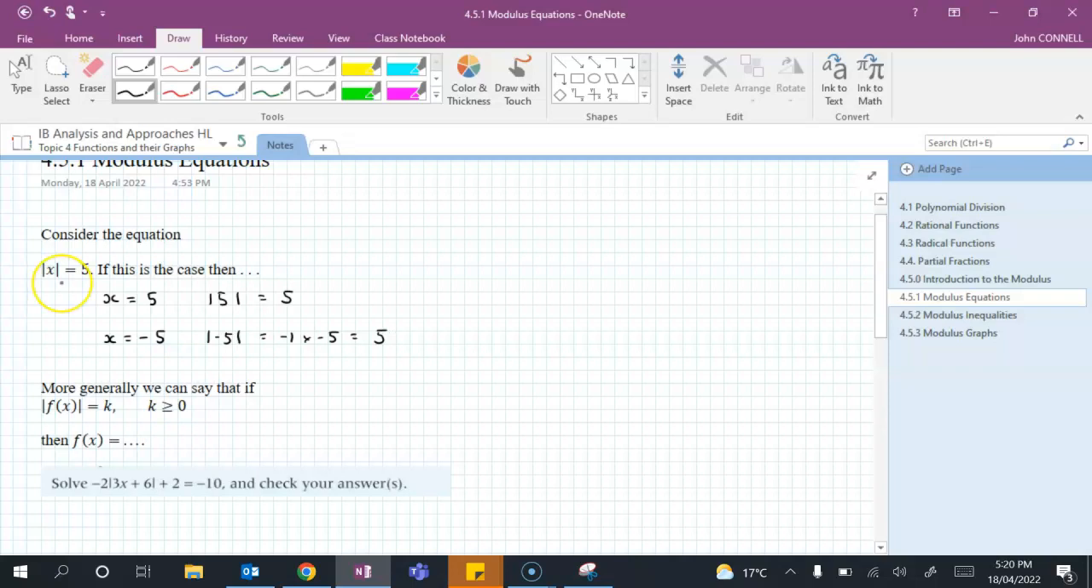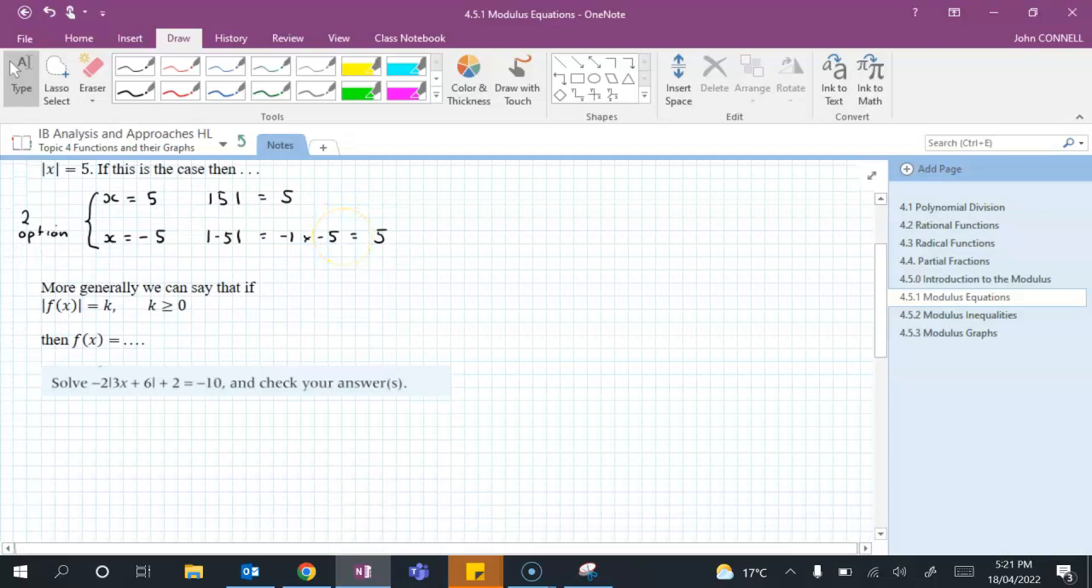So if the modulus of x was 5, then there are two possibilities. Two options, if you like. x can be 5, or x could have been negative 5. More generally, what we say is if the modulus of some function or some expression involving x is equal to k, where k is positive or 0, then f of x could have been the positive or the negative value of k. Both of those under the modulus would have given us k. So there are two options.